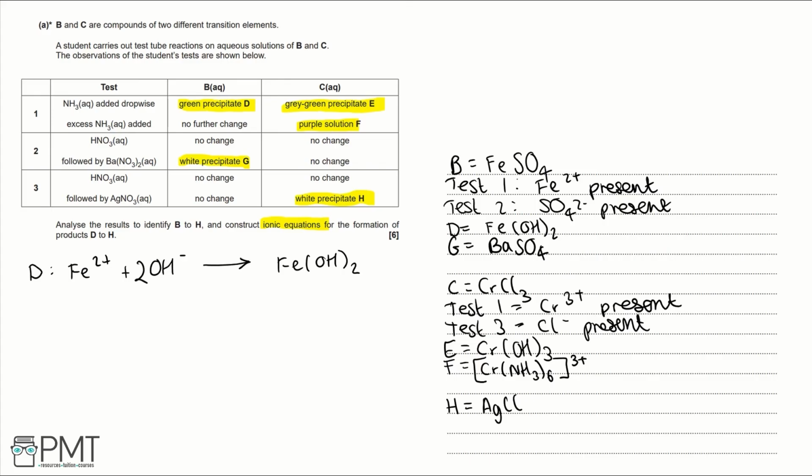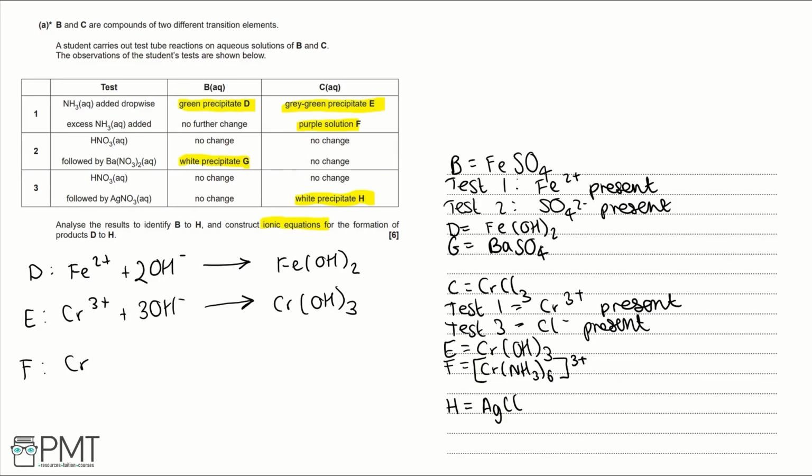And then if we go on to E, it's a pretty similar equation where we have Cr3+ plus 3 OH minus, and that produces Cr(OH)3. So these are our 2 hydroxides, and they're very similar ionic equations. Finally, if we look at F, we're starting with our product from the last step. So we're starting with E, and then we're adding more ammonia.